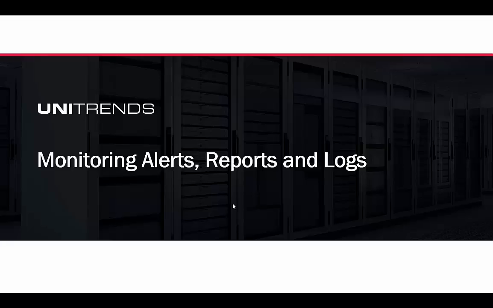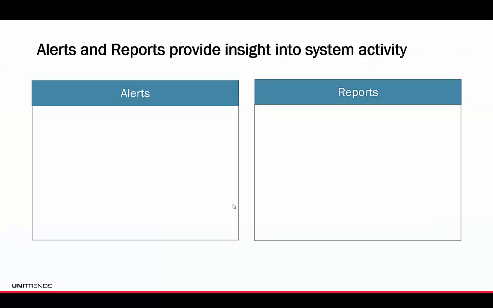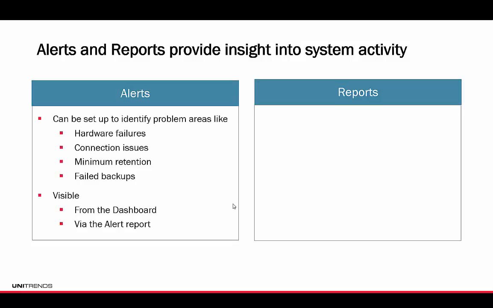First, let's take a look at monitoring alerts, reports, and logs. Alerts and reports provide insight into system activity. When we first start to focus on the alert side, alerts can be set up to identify problem areas like hardware failures, connection issues, minimum retention, and failed backups. They're also visible from the dashboard and via the alert report. We're going to show you a little bit of that in a demo.